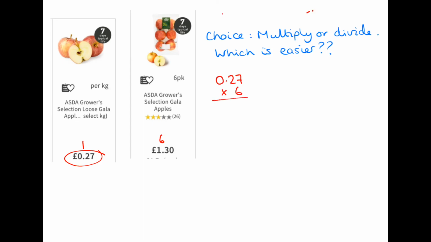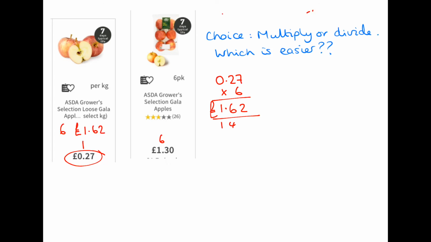So we're going to do 27p times 6. So 7 6s are 42. 2 6s are 12, add the 4, makes 16. 0 6s are 0, add the 1, gives you 1. We know about the decimal point by now, don't need to explain that again, hopefully. So if we were to buy 6 loose apples, it would cost us £1.62.